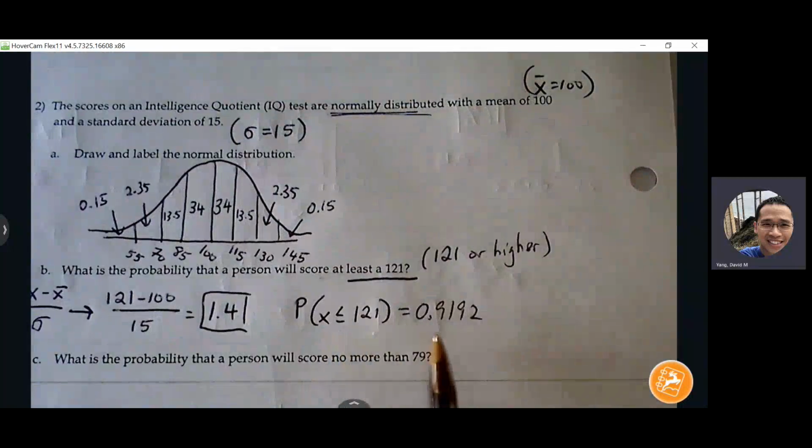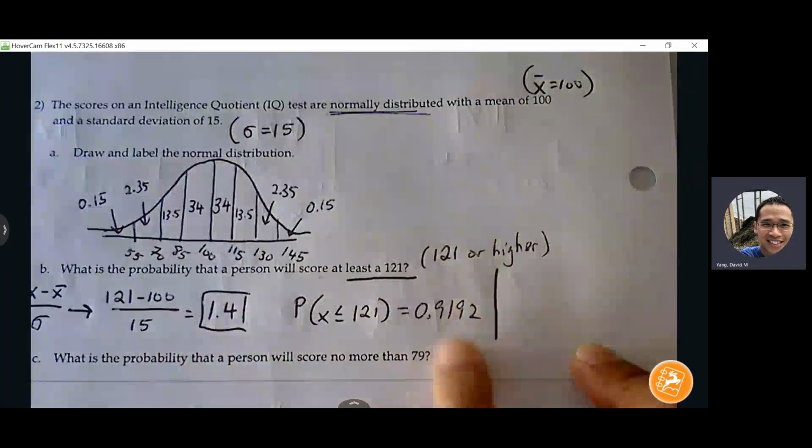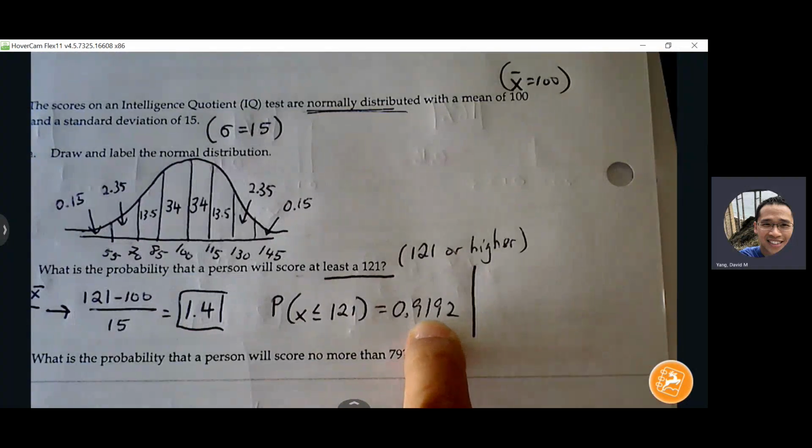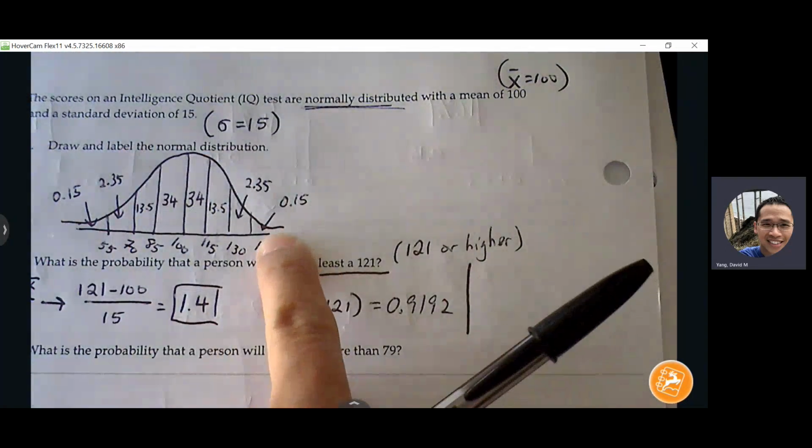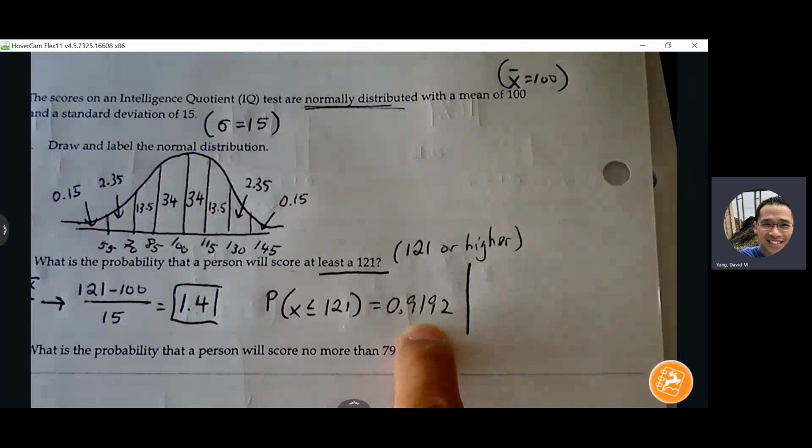But that's not what we want, right? So understand that if you do your z-score table, it's always going to give you less than. Right? And if you have to do greater than, you got to make an adjustment because the 91% is for people who scored up to 121. But I want at least 121, which is 121 or higher. So how can I make an adjustment so that I'm getting to a true value? Good. So I know that 91% is here. That means the remaining 10% or 9% is on the other side. So if you want the other side of the data, then you just subtract from 1.